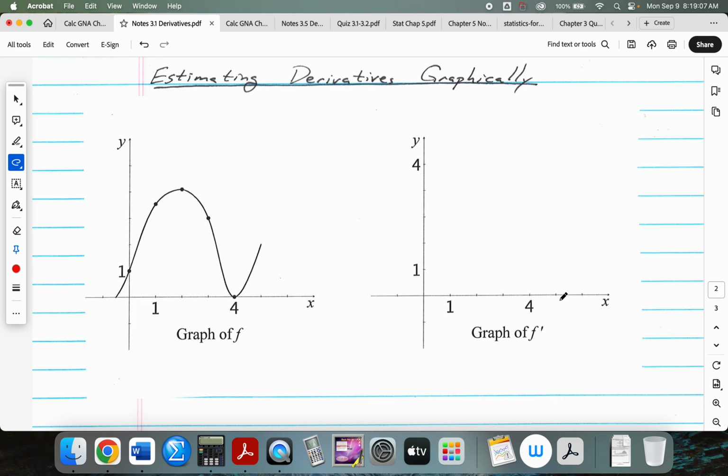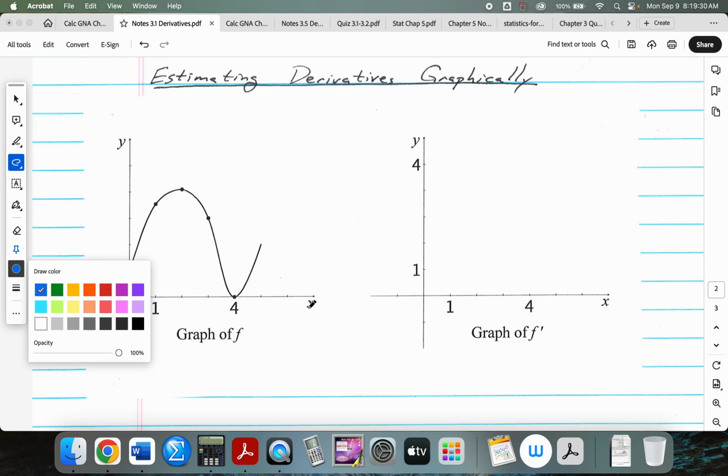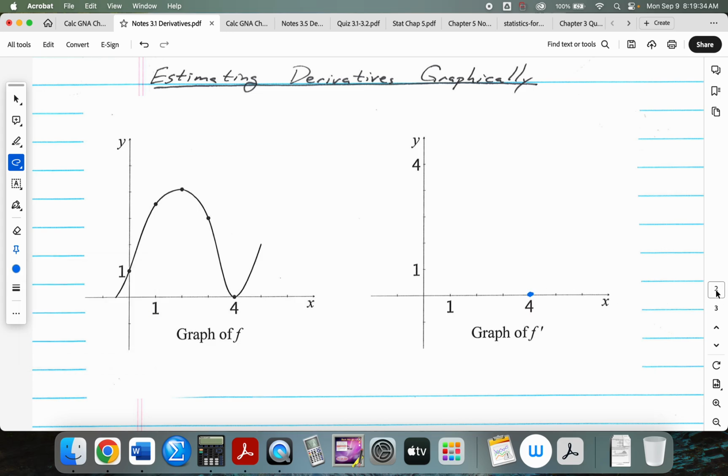So for these, what we have to remember is that graphically, the derivative is the slope of the tangent line. So, for example, here at x is equal to 4, if I was to draw a line tangent to that, what would its slope be? 0. Yeah, slope would be 0. So on the graph of f prime, I'm going to put a 0 at 4.